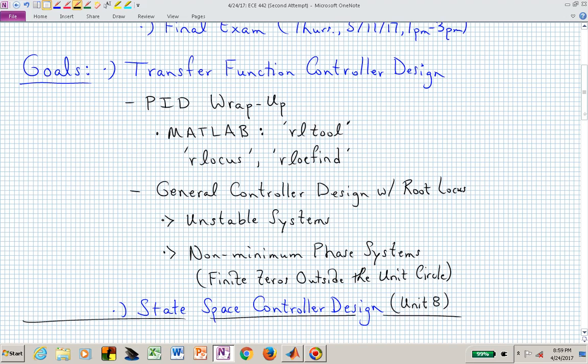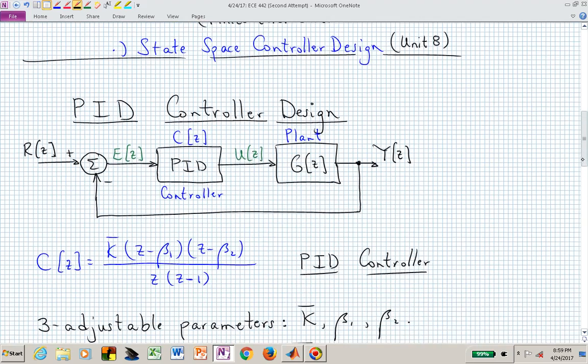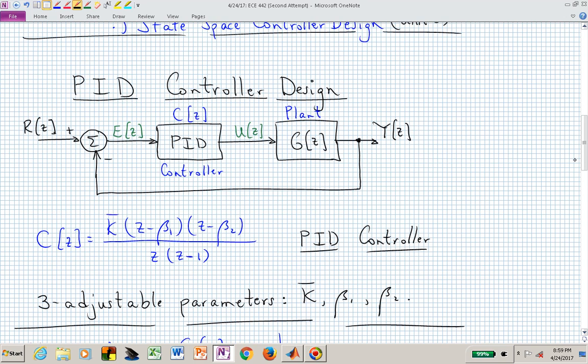What I want to do now is wrap up the PID controller design. And for this PID controller design, we have our conventional block diagram with our plant G of z, our PID controller, which we're labeling as capital C of z.